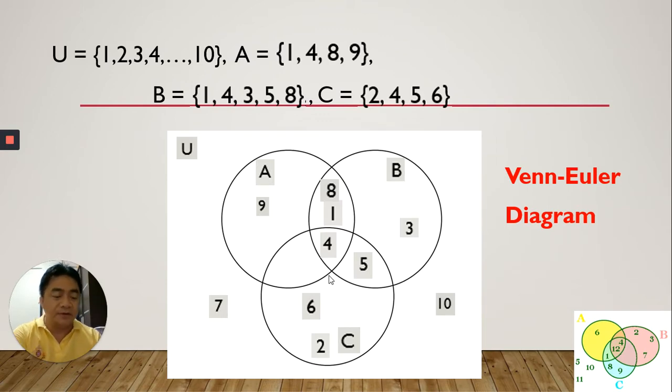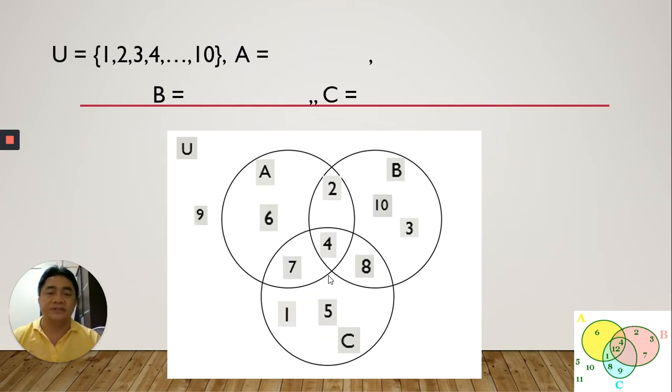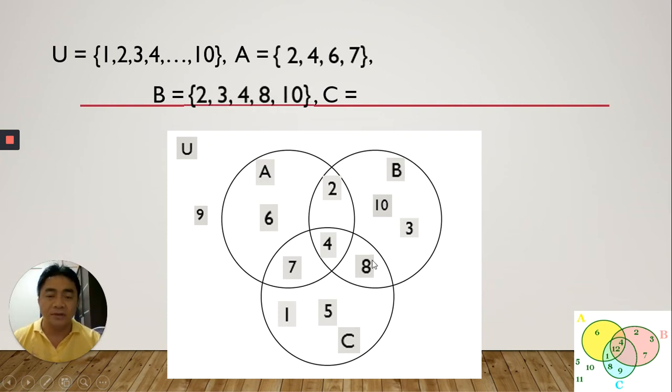Now we have the next one. What are the elements for set A? We have all of this, right? So you have 2, 4, 6, and 7. Yes, correct. For B, we have 2, 3, 4, 8, and 10. There we go. And for C, we have 1, 4, 5, 7, and 8. Okay, so it's very easy.